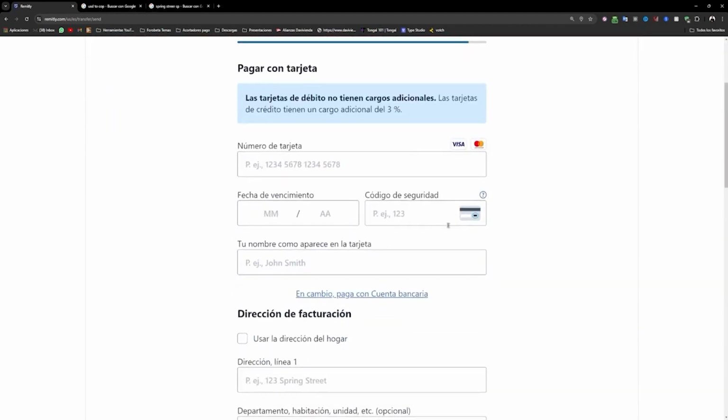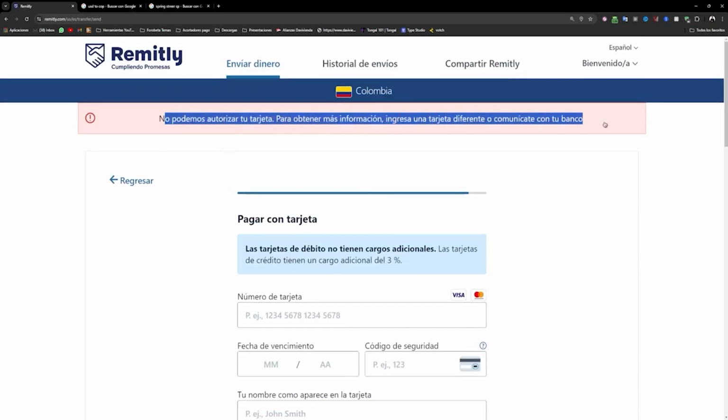Once done, it will appear in your transfer history, showing the progress. You'll see details like how long it will take, if it has arrived, and if the person has withdrawn it if you chose cash withdrawal.